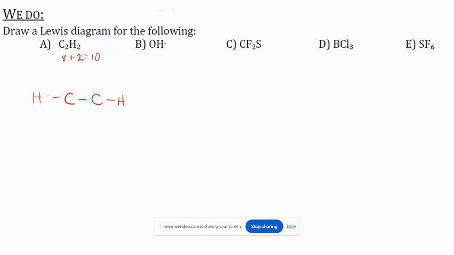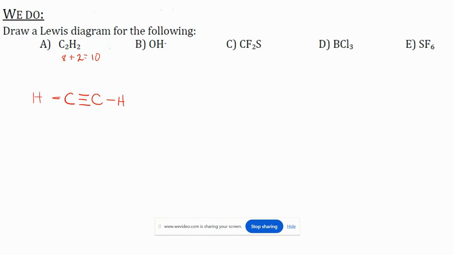Now, how many electrons have I placed at this point? 6. I have 10 at play. Hydrogens can't get any more. They can only have 2 ever. So I've got to deal with this. So what am I going to do here to get these things at an octet and use up all 10 electrons? Right, I'm going to have to triple bond here.